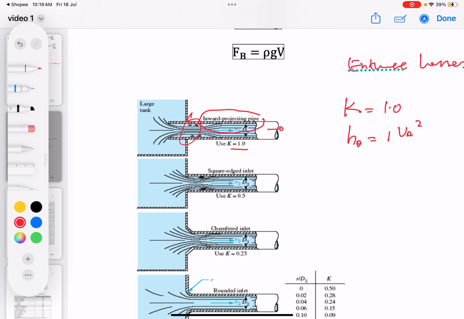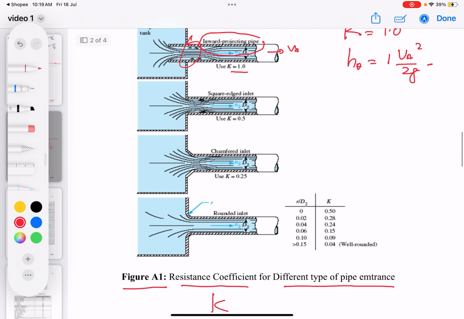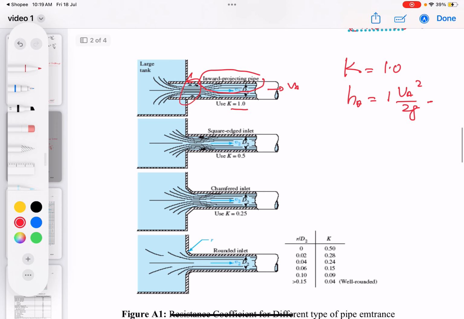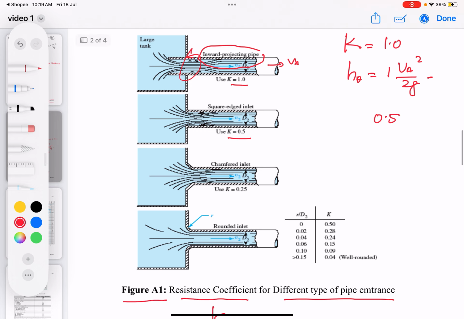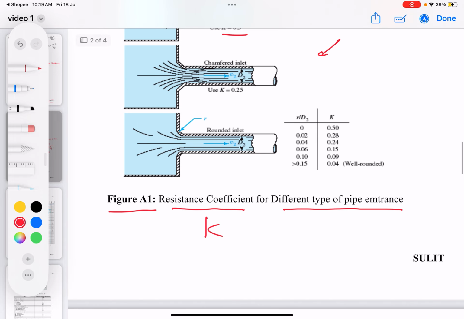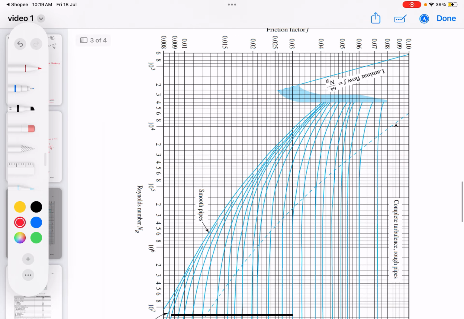VA to the power of 2 divided by 2g. And then sometimes you can say that the pipe used was a square-edged inlet, and then the K here is going to be 0.5. So this is what we call an entrance loss. And then we also have the Moody diagram.